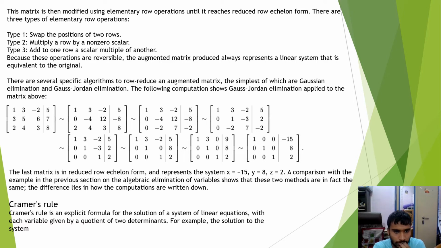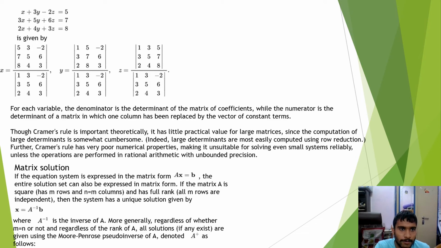Now, Cramer's rule. Cramer's rule is an explicit formula for the solution of a system of linear equations with each variable given by a quotient of two determinants. For example, the solution to the system is given by x equals the ratio of determinants of the coefficients. For each variable, the denominator is the determinant of the matrix of coefficients, while the numerator is the determinant of a matrix in which one column has been replaced by a vector of constant terms.